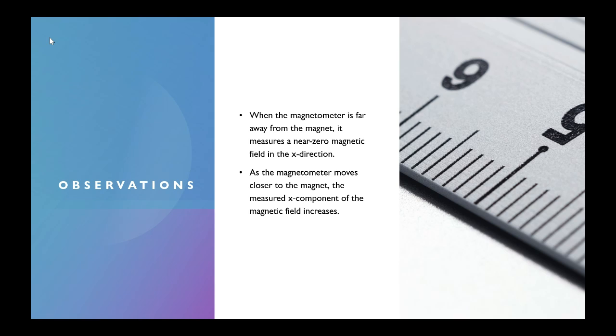Some observations to note is that when the magnetometer is far away from the magnet, it measures a near zero magnetic field in the x direction. And as the magnetometer moves closer to the magnet, the measured x component of the magnetic field increases.